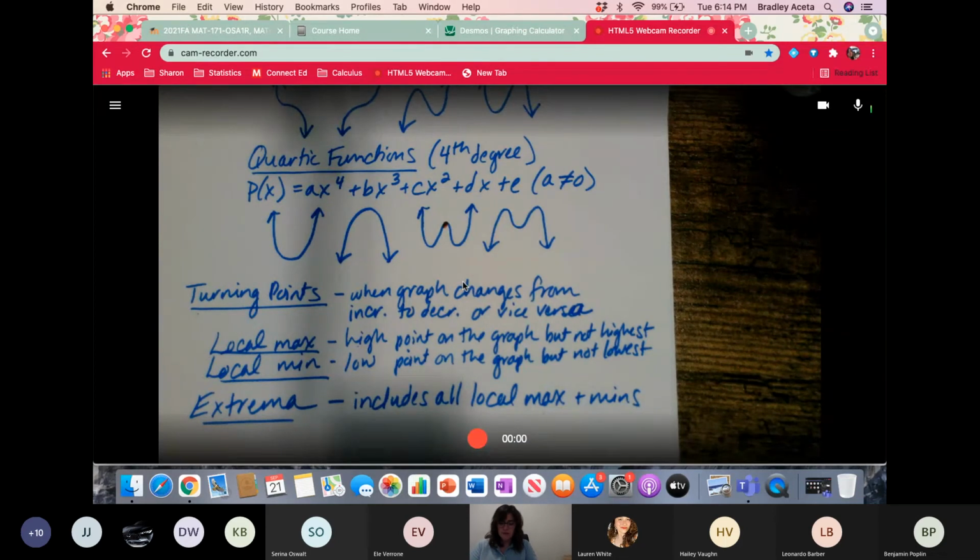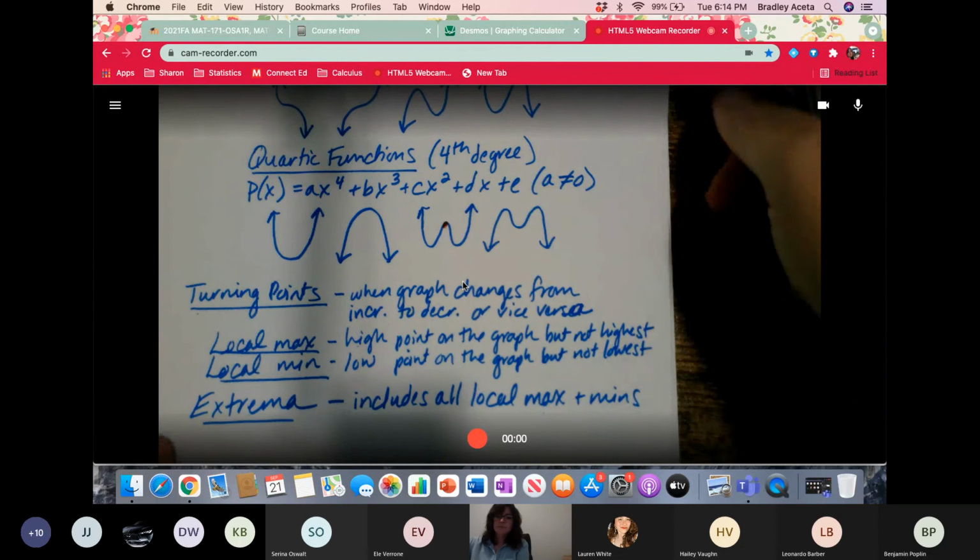So you might have to answer some questions about turning points. How many turning points does it have? Does it have a local max? Does it have a local min? And I'll give you an example of what you'll see on homework tonight.